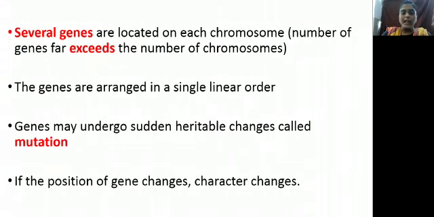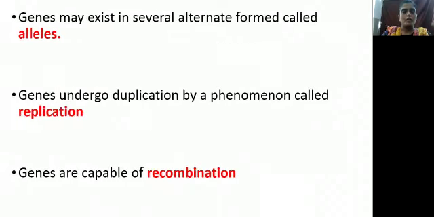Now, genes can undergo sudden heritable changes, that is called mutation. Mutation means change in your genomic material. So mutation can occur in these genes. Due to mutation, if the sequence changes, that is position of gene or sequence in a gene changes, then character of genes also changes.